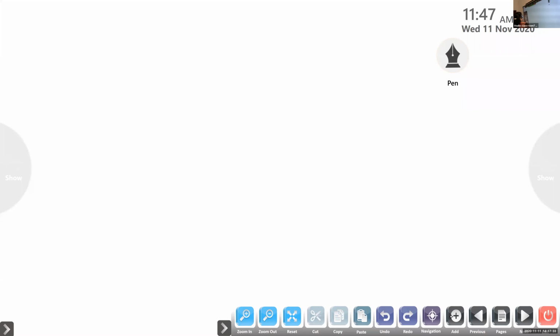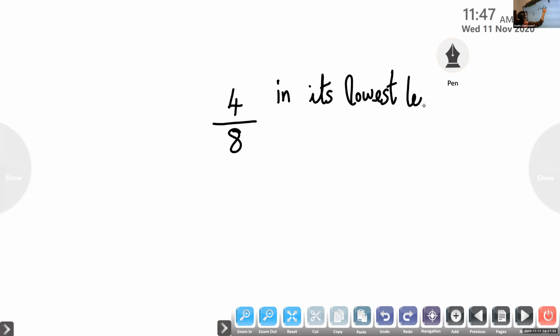Make 4 by 8 in its lowest term. Use division.